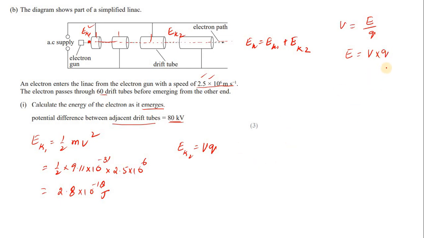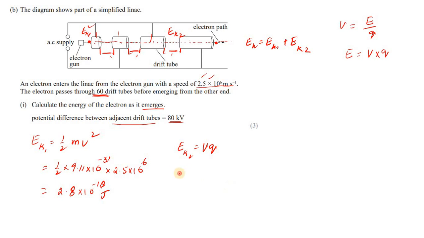In this case, the charge is the electron and V is the voltage, but we do not have only two positions. We have 60 drift tubes. But remember, if you have 60 drift tubes, we don't need to multiply by 60 because we have 59 gaps. Like in this diagram, how many drift tubes do you see? 1, 2, 3, 4. An electron will come out. But how many gaps? 1, 2, and 3. So 4 tubes, but 3 gaps of potential difference.